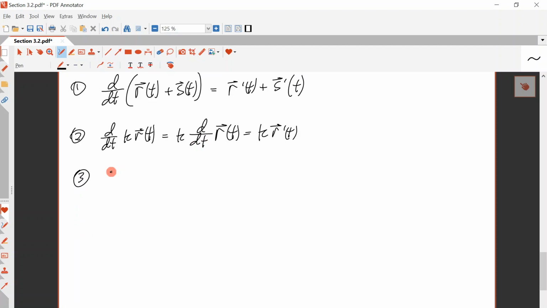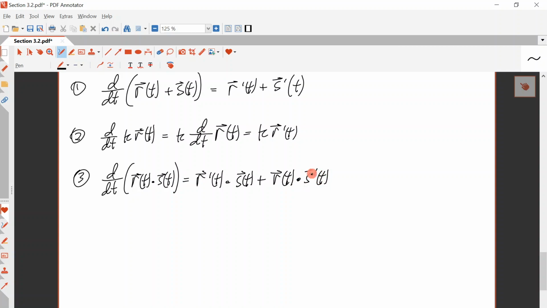Three, with the dot product, the derivative of a dot product of two vector functions, interestingly enough, becomes this. It's r prime dot s plus r dot s prime. So you have a product rule. Why is it the case?